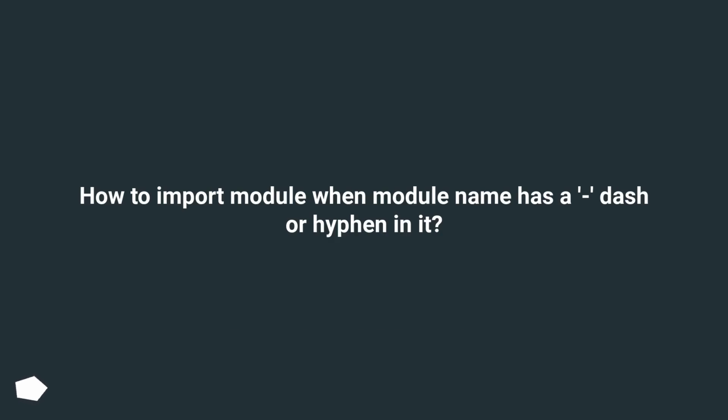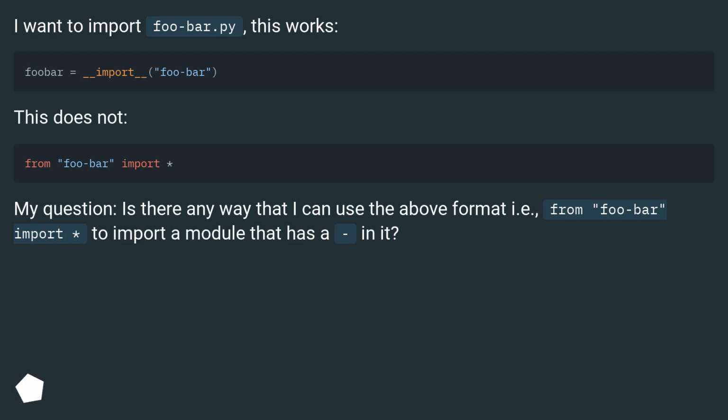How to import a module when the module name has a dash or hyphen in it. I want to import foobar.py, this works. This does not.